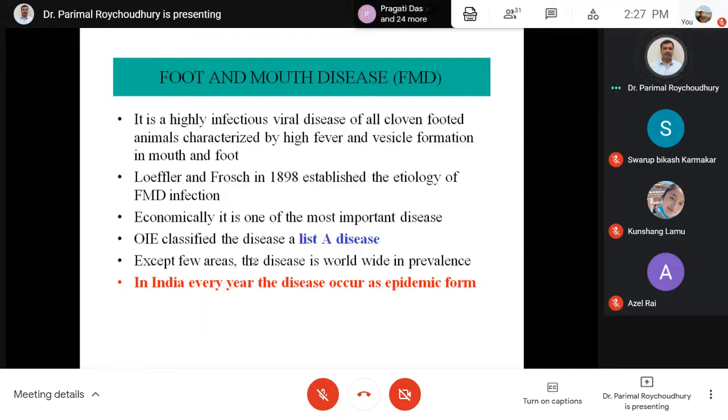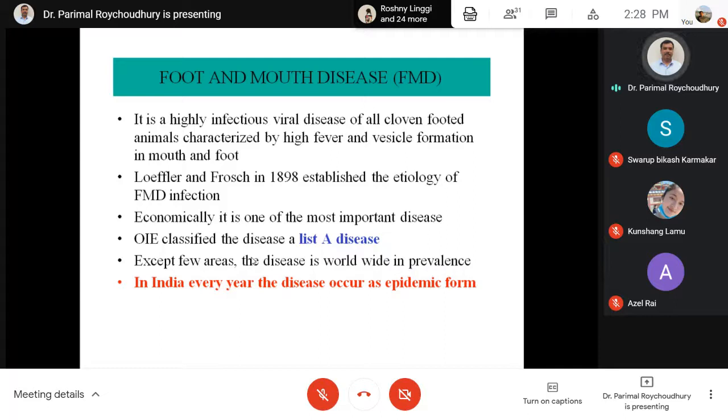So this is one such disease because of which many countries do not accept our products. Our country is the largest producer of milk, and we have the largest buffalo and cattle population in the world. We had a lot of potential for exporting milk and meat, but many countries do not accept these products because the disease is prevalent in our country.